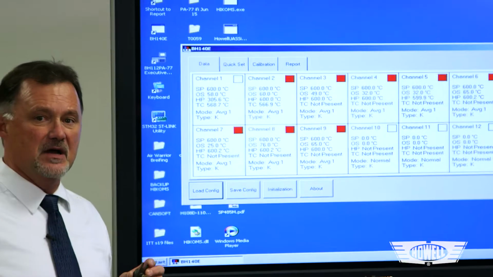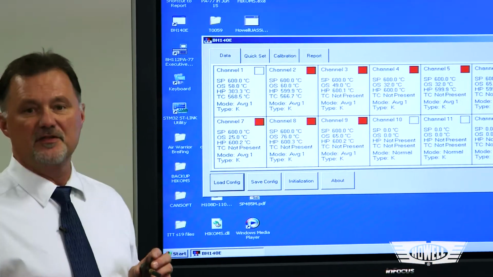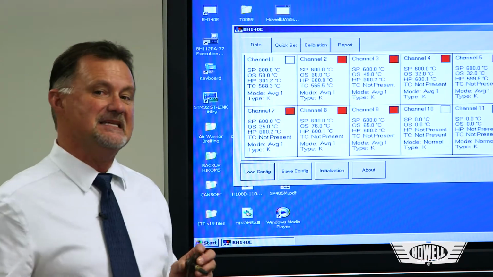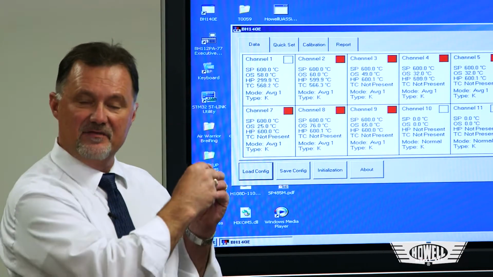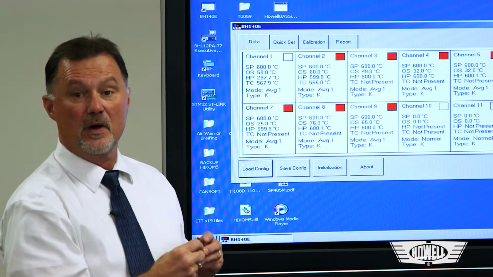You see how the red light is now gone. So this thermocouple heater probe is down to 303 degrees and it's still continually dropping. The overall effect is 568. So once again, if I have cool air going across this one thermocouple, the overall average has quite an impact.